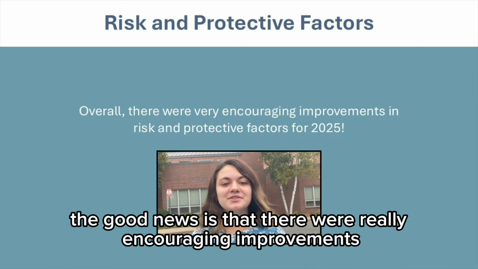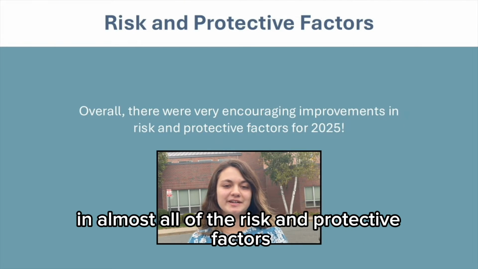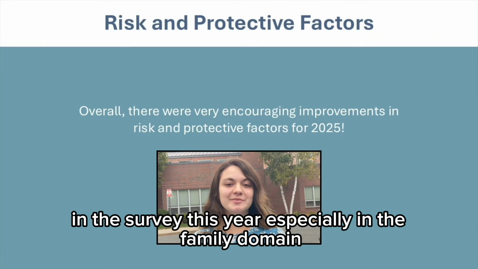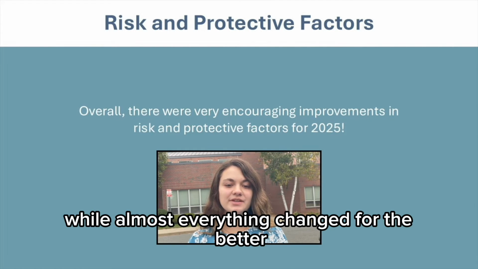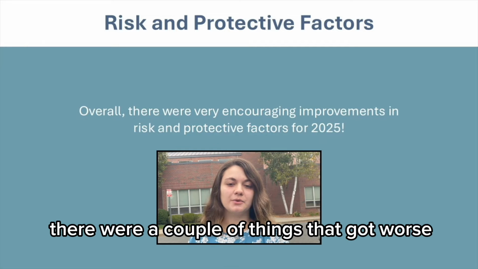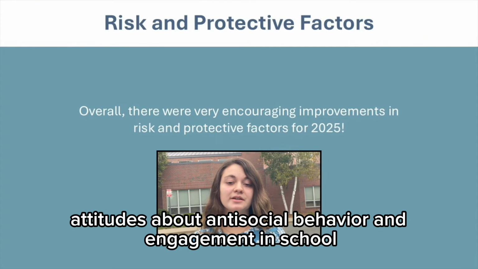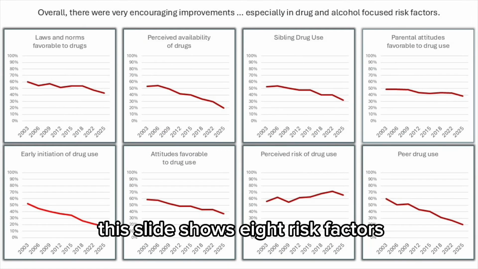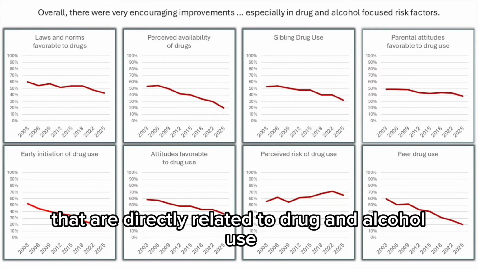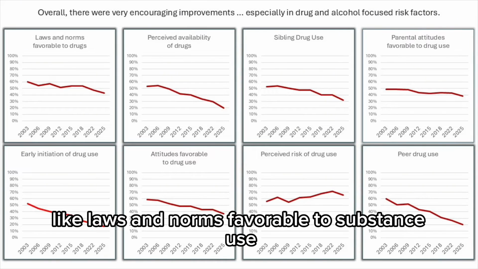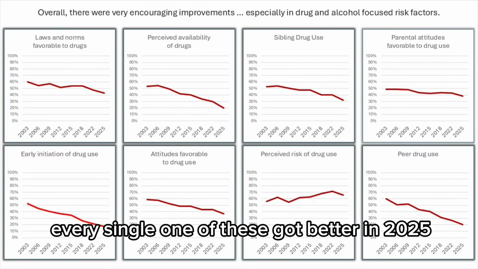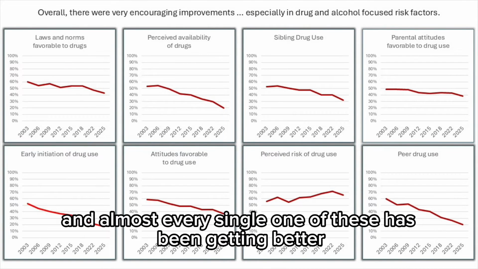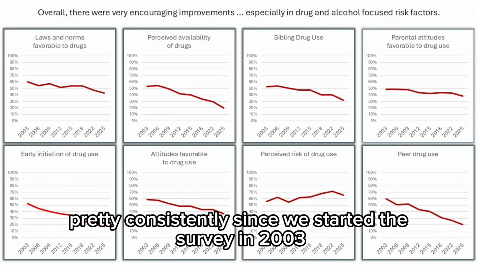The good news is that there were really encouraging improvements in almost all of the risk and protective factors in the survey this year, especially in the family domain, as well as the ones that are directly related to drug and alcohol use. While almost everything changed for the better, there were a couple of things that got worse: attitudes about antisocial behavior and engagement in school. This slide shows 8 risk factors that are directly related to drug and alcohol use, like laws and norms favorable to substance use, perceived availability of drugs, sibling drug use, and so on. Every single one of these got better in 2025, and almost every single one of these has been getting better pretty consistently since we started this survey in 2003.